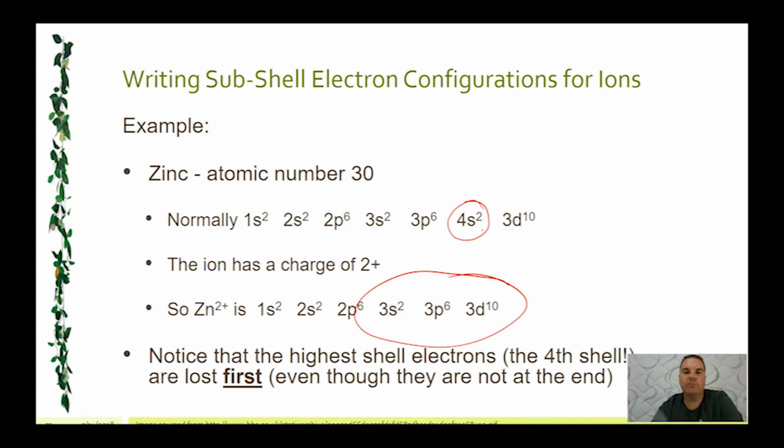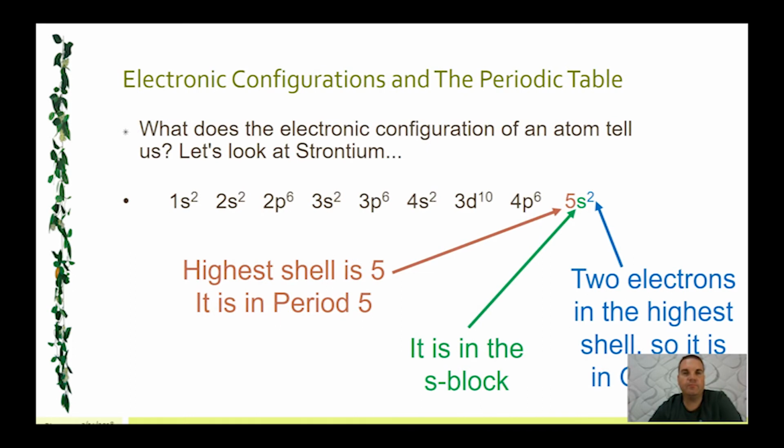So make sure for transition metals, when you're doing the charge, that you take out the highest subshell ones first. The other thing I'll ask you is to show how the electronic configuration of an atom can help you identify where it is in the periodic table.